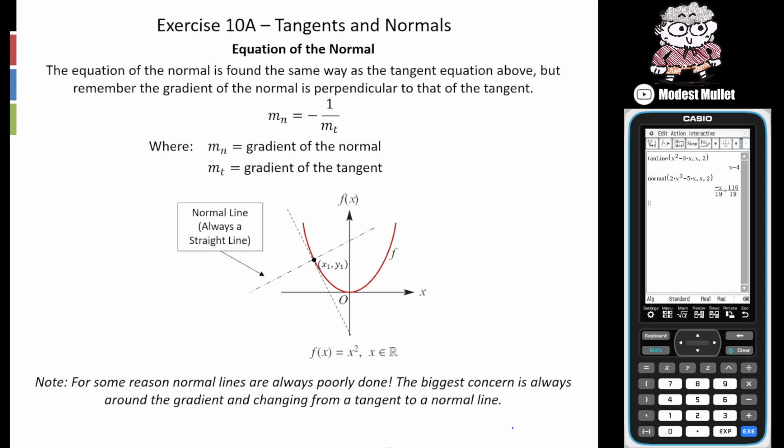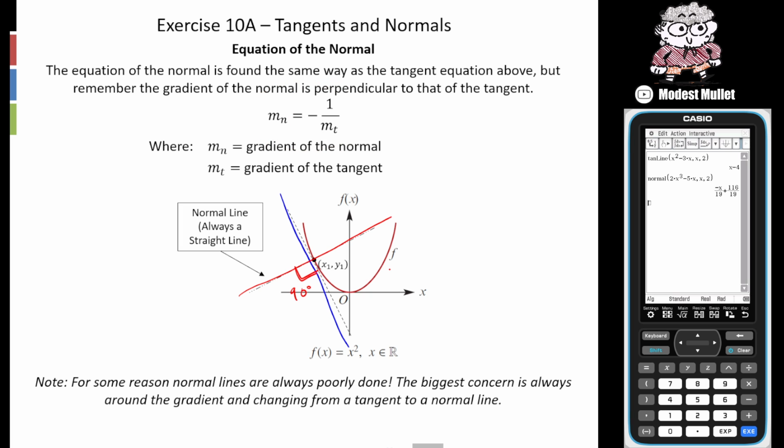We can also use that whole process to find the equation of the normal. So a tangent just touches the function. A normal is perpendicular to the tangent. So it's at 90 degrees to the tangent. And that means the gradient of the normal is equal to -1 over the gradient of the tangent. So to find the equation of the normal, you first have to find the gradient of the tangent and then use this equation up here to get the equation of the normal.